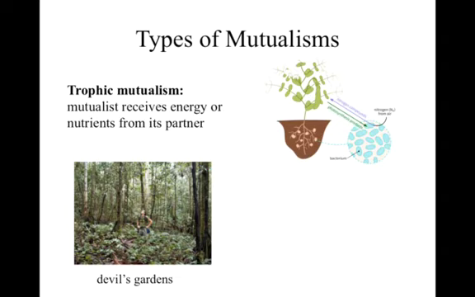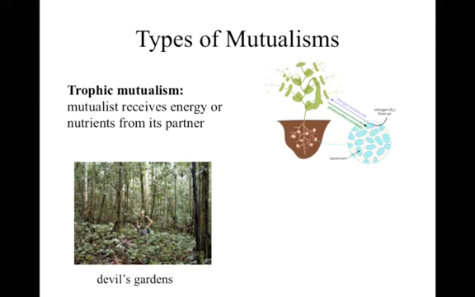And a good example is with legumes and the bacteria that live along their roots, the nodules. So the bacteria actually fix nitrogen and provide the plant with nitrogen, so that's a nutrient. And then the plants give those bacteria back photosynthetic products, carbohydrates, so that's basically energy. And so both of those are trophic mutualisms, but they're going in sort of opposite ways.